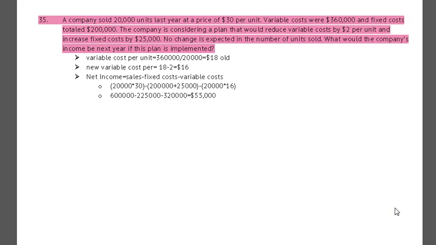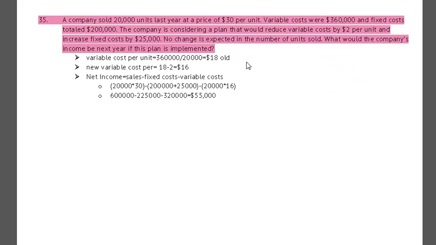Problem number 35. In problem number 35, it's asking you to calculate the company's income next year if it implemented the plan. The plan is to reduce variable costs by $2 per unit. So before we can even get to the point of using our net income formula, which is net income equals sales minus fixed costs minus variable costs, we need to find out how much our variable costs will be when we reduce it by $2.